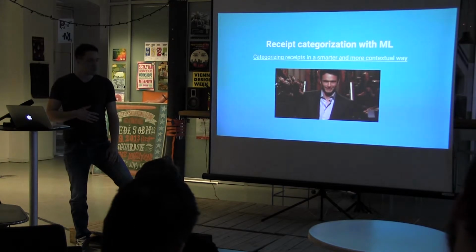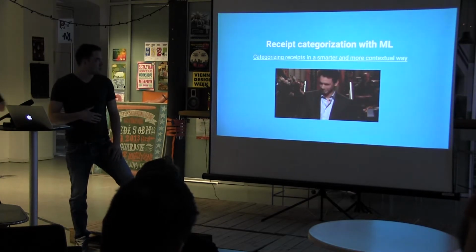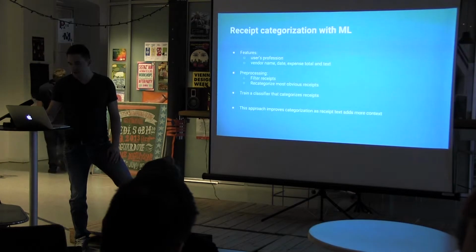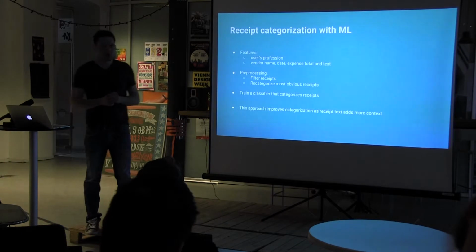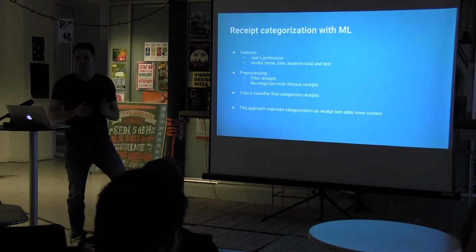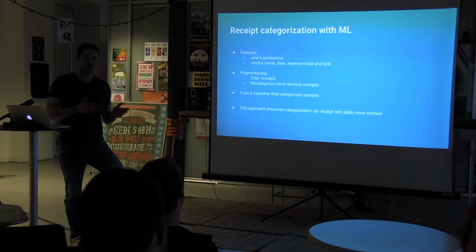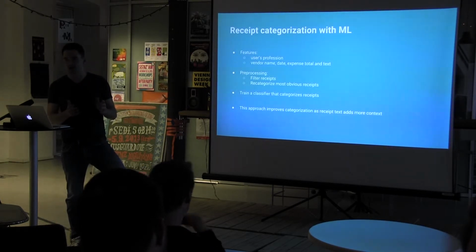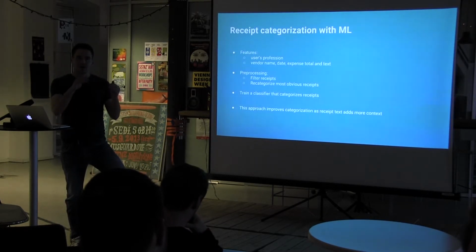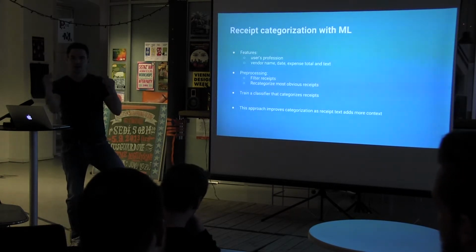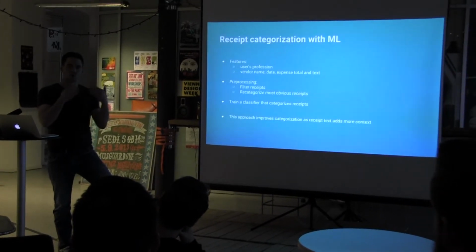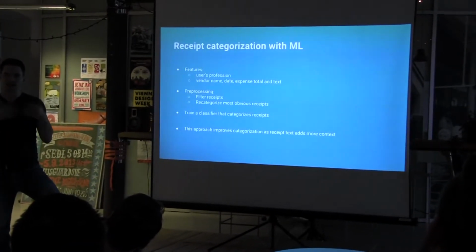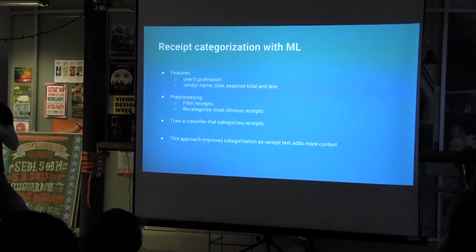Then we proposed another method, which is smarter, basically using machine learning. And we include the following features. The first one is user profession. If the user is a builder and he buys material, he will probably use that material to sell, not to use it for himself. So we can classify that as cost of goods that are being sold on.